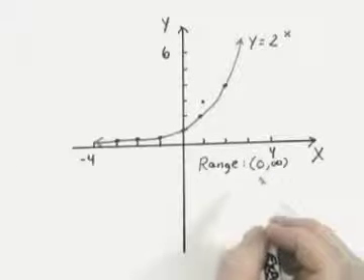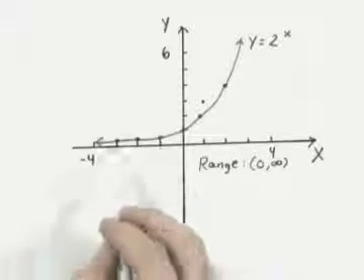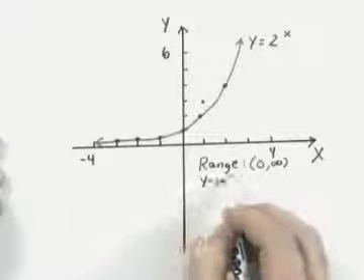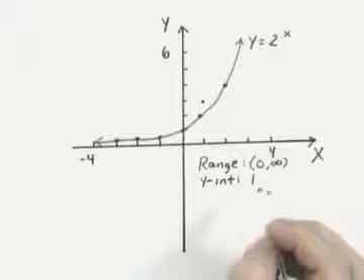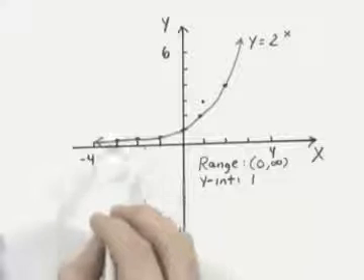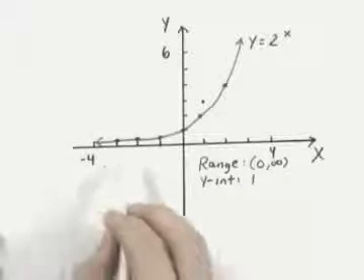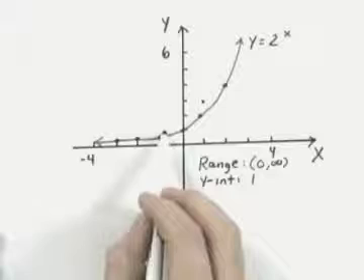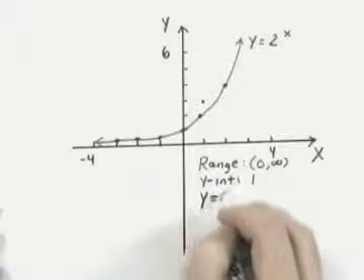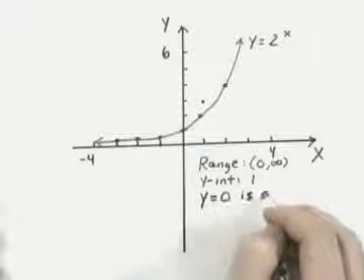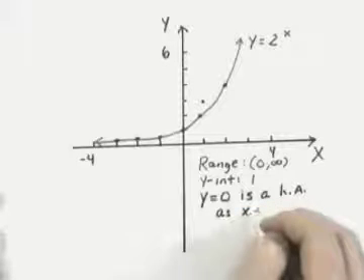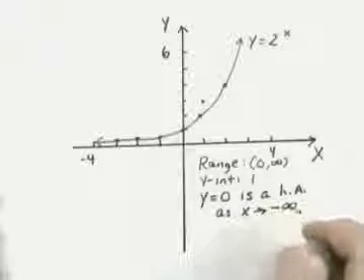What else can we figure out? Because I never crossed the x-axis, I have no x-intercepts, but the y-intercept, we should notice, is 1. When x is 0, y is 1. What happens to the graph of the function as x goes to -infinity? As x goes to -infinity, the value of the function gets closer and closer to 0, so we say y equals 0 is a horizontal asymptote as x approaches -infinity.